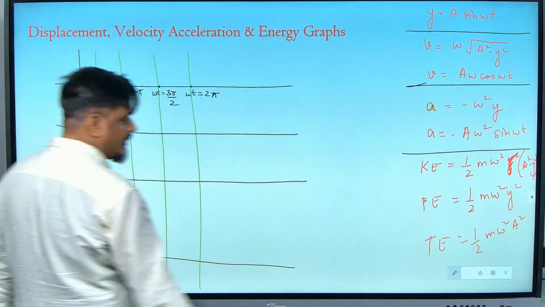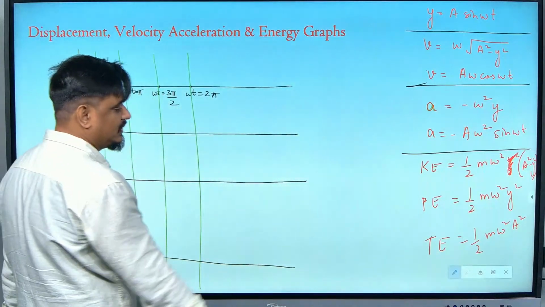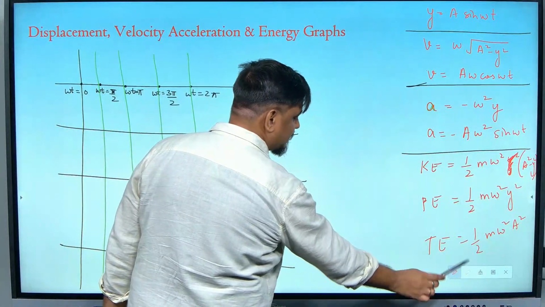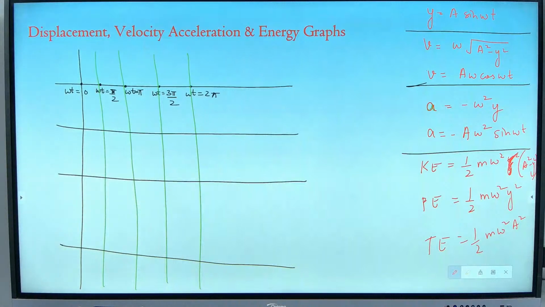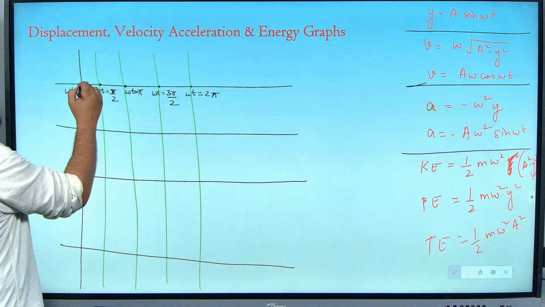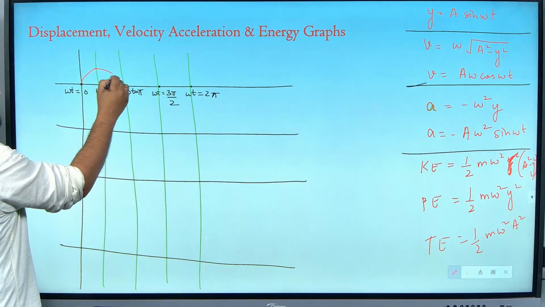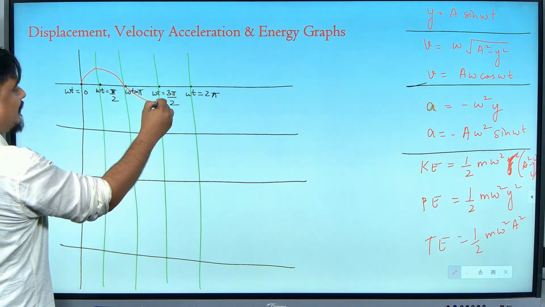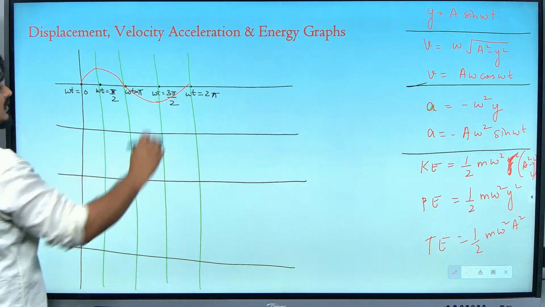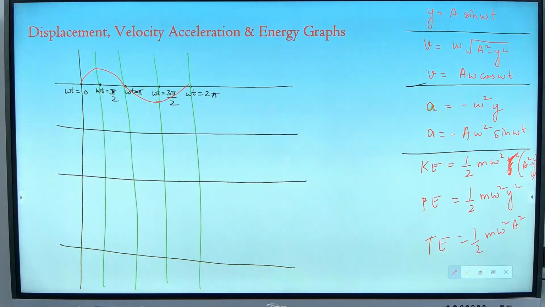Okay. Now, let me use a different color. Please help me now. So, for displacement, at the mean position, what is the displacement? 0. At extreme, plus a. Then once again 0. And once again, minus a. And once again 0, right? The sine graph should come.